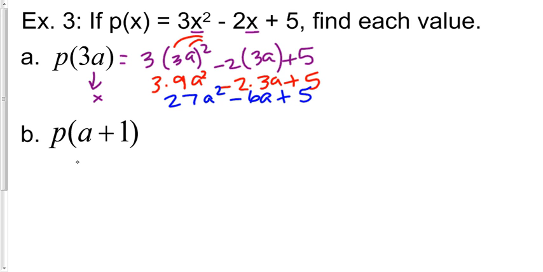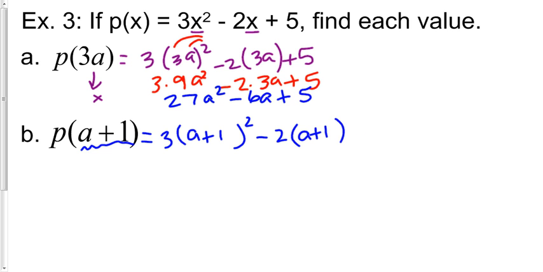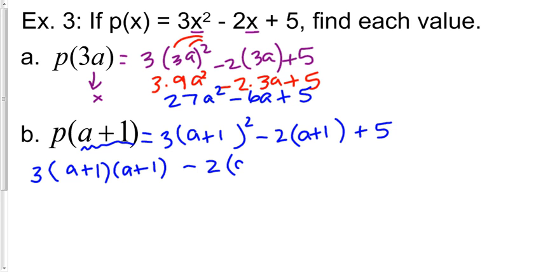Okay, moving on to letter B. This time a plus 1, this binomial, has to go in for each x in the original polynomial. So we've got 3 times our input squared. That means a plus 1 to the 2nd power. Then we're going to take minus 2 times a plus 1 and then plus 5. So here I've got a binomial to the 2nd power. That means I need to FOIL. So I'm going to keep this 3 out in front, and I'm going to worry first about FOILing a plus 1 times a plus 1. Okay, then I'll distribute -2 times a plus 1, and then we'll worry about adding 5 on later.